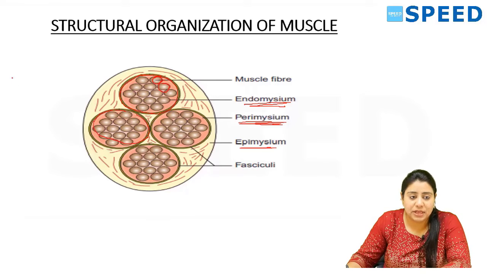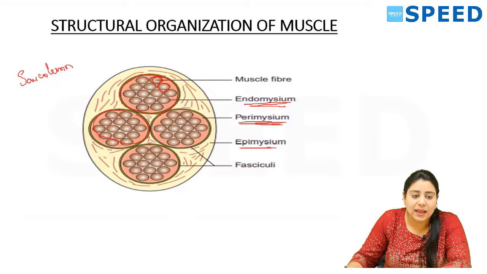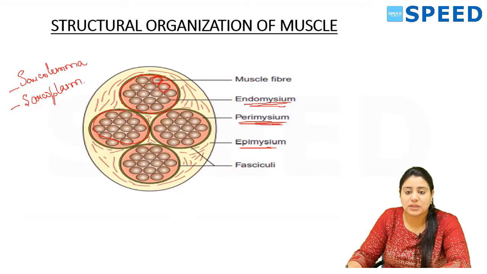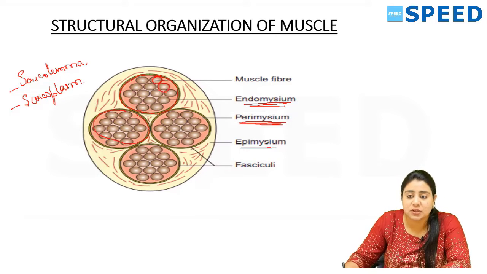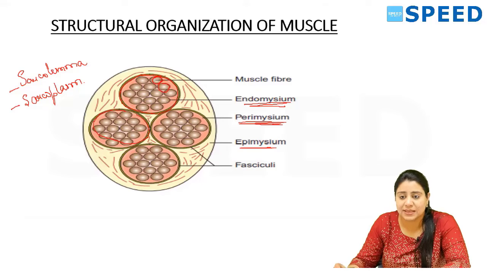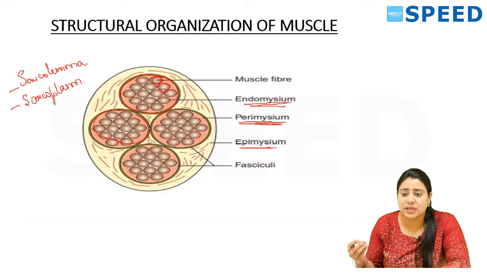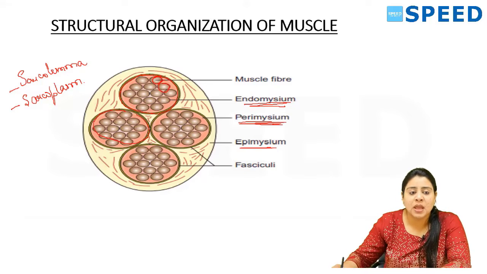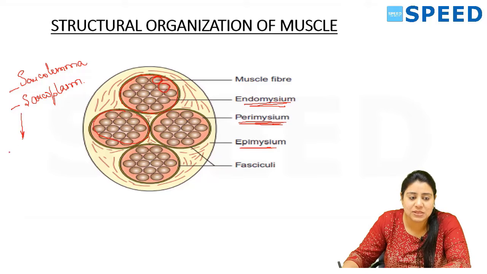The cell membrane of the skeletal muscle is called the sarcolemma, and the cytoplasm present inside the skeletal muscle cells is called the sarcoplasm. The sarcoplasm of this muscle fiber has various cellular organelles, let's say mitochondria, lysosomes, etc. And apart from this, it has a large amount of myofibrils as well.